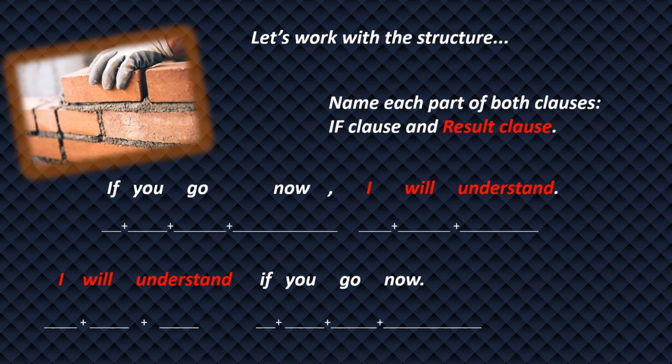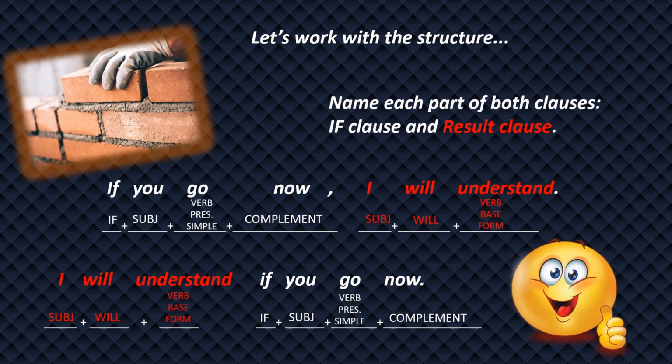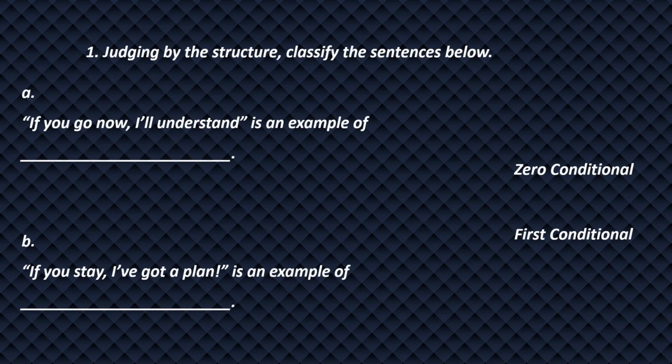Good, that's it. So on the first sentence, we have if plus subject plus verb in present simple, and we have a complement. Cool. And in the result clause, we have subject, will, and the verb in base form. Okay? And on the second sentence, we have subject plus will plus verb in base form. And if clause, if plus subject plus verb in present simple plus complement.